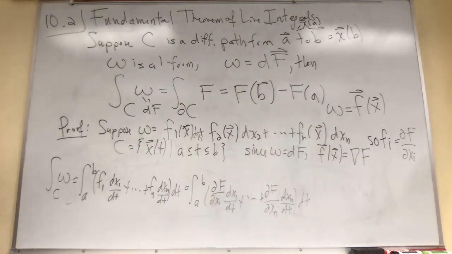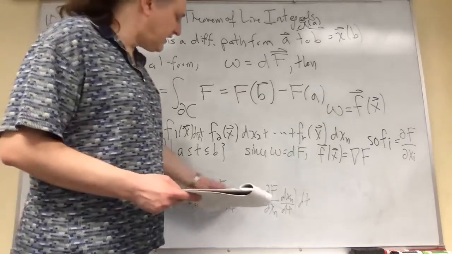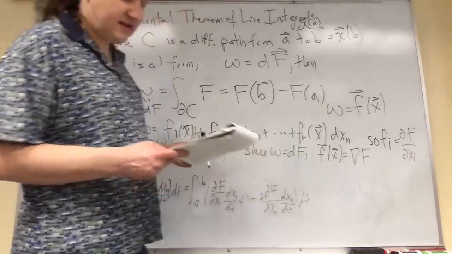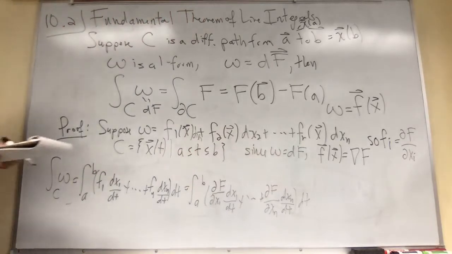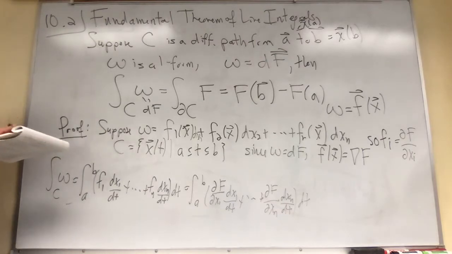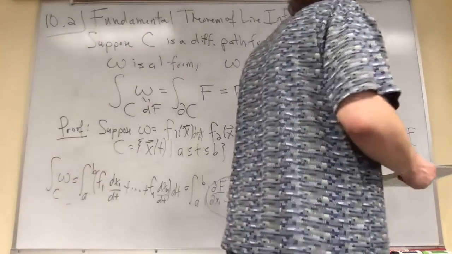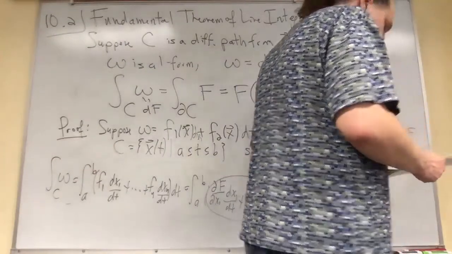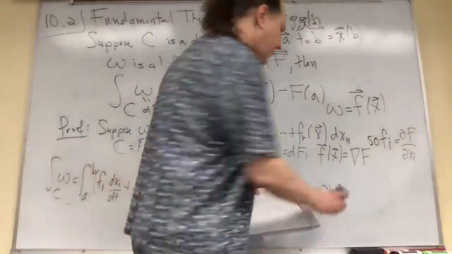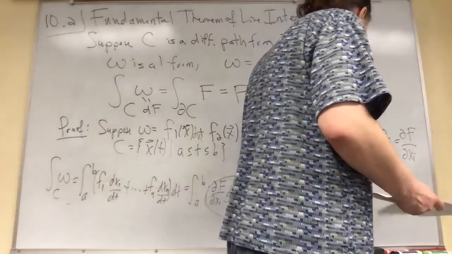But now notice by the chain rule, all of these, this is just the derivative of f with respect to t. All of this is our multidimensional chain rule, which gives us not del anymore, df dt.